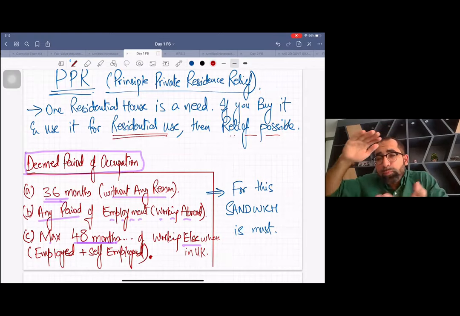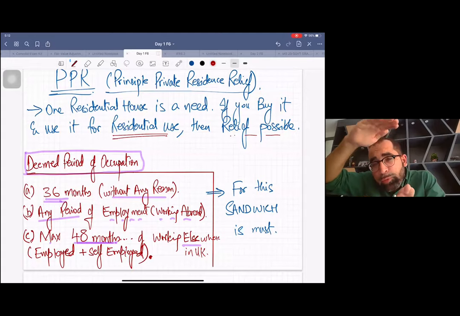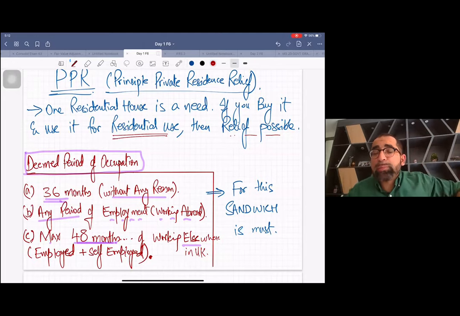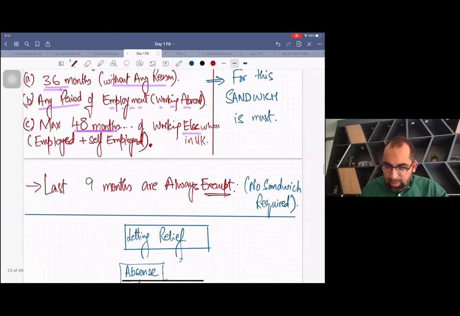Sandwich means you are already living in the house before and after that absence period. You are actually living in that house before and after that absence period. Okay, so sandwich is a must.